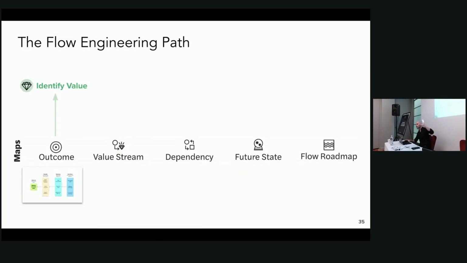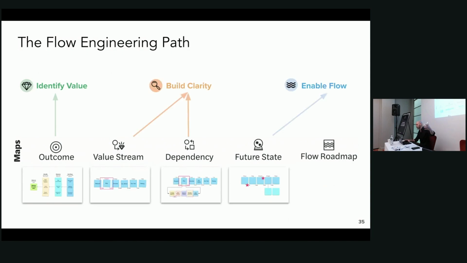So to give you an overview, we have this path from identifying value to enabling flow in the team, in the organization, in the portfolio, whatever the scale is. And we get there by stepping through these incremental mapping exercises where at each stage we're creating an artifact that can be shared, that can be discussed, that can be used as a reference, that makes the intangible more tangible.